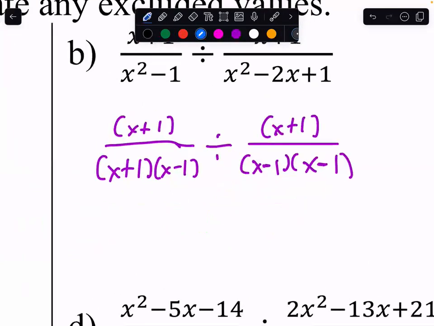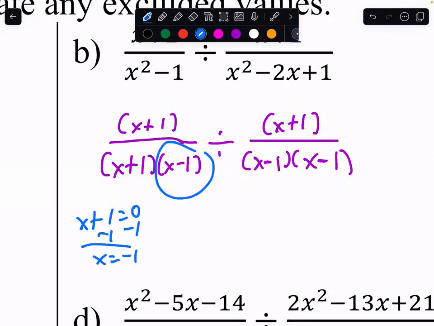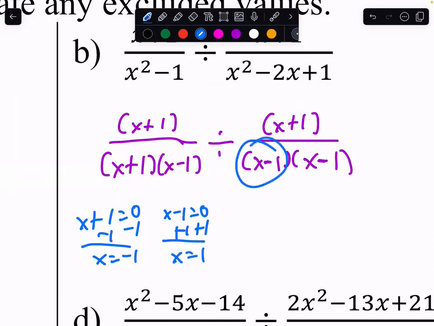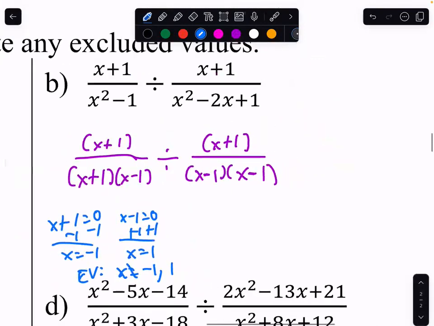Okay, second step, check for EVs. X plus 1 leads to -1 as an excluded value. The factor of x minus 1 leads to +1 as an excluded value. And over here, it's the exact same factor we had earlier, and same thing with this one, so you don't really need to check them. So -1 and 1 are the only excluded values.